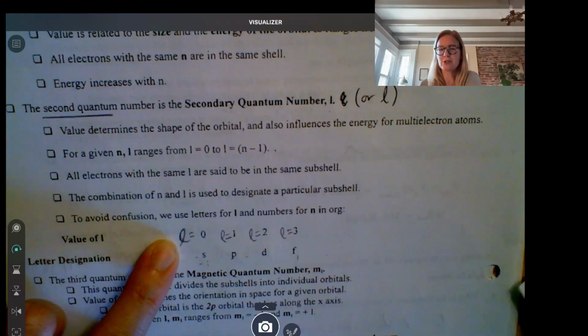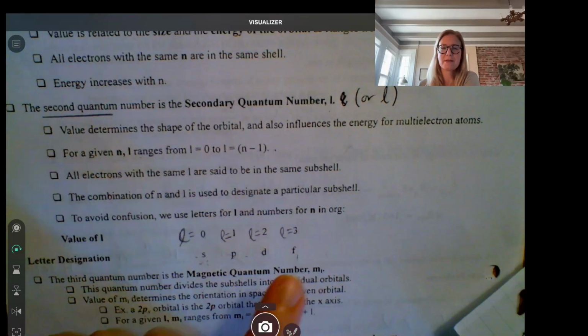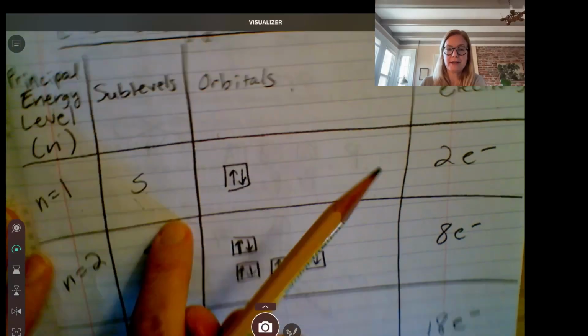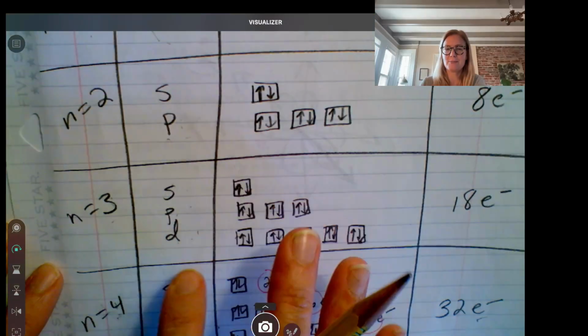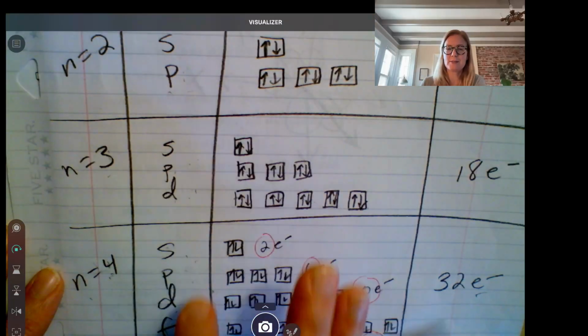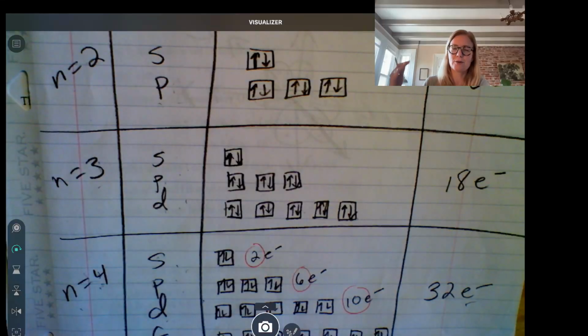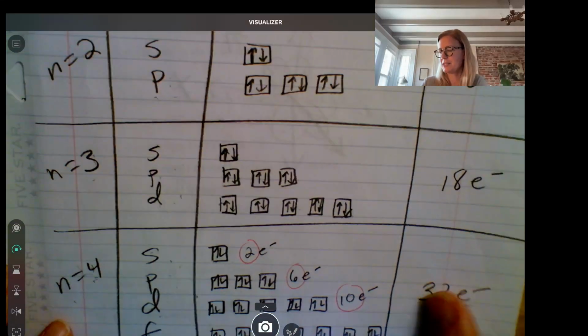Don't worry too much about knowing the numbers. Just remember, the first energy level has S, the second energy level has S and P, the third energy level has S, P, D, and the fourth energy level is S, P, D, F. Okay, and we're not really going to go much above the fourth energy level for today's lesson.